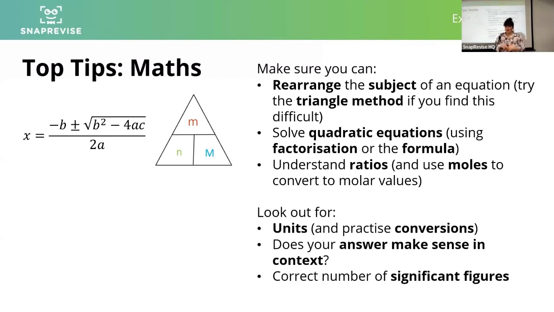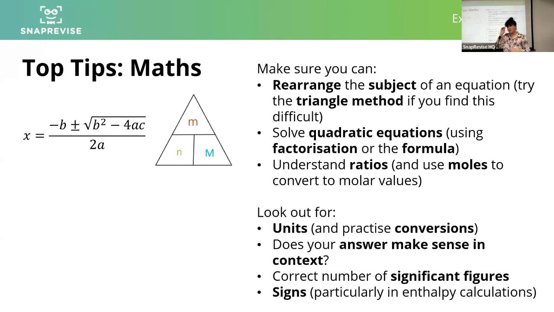Make sure you've given it to the correct number of significant figures, because we don't want to lose marks from that. And make sure you've given it the correct sign, particularly in enthalpy calculations. I have a little red flag that goes up with enthalpy calculations that says I need to make sure that I give a positive or a negative, because enthalpy change has a positive or negative. It has a direction, as it were.